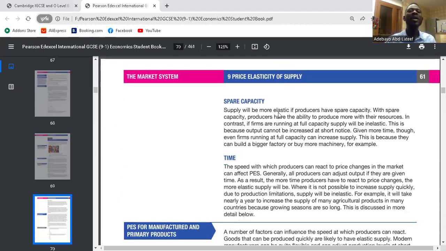The third one, spare capacity. It says supply will be more elastic if producers have spare capacity. With spare capacity, producers have the ability to produce more with their resources. When we talk about spare capacity, we're talking about having warehouse, having more equipment, more machinery. When you have these things, if there's a change in price, you can quickly respond by producing more. But without spare capacity, how do you want to produce further? There's an increase in price in the market, but you don't have workers available to increase the output, or you don't have big equipment or big machinery. Will you be able to increase the output? No. So without spare capacity, the PES is inelastic.